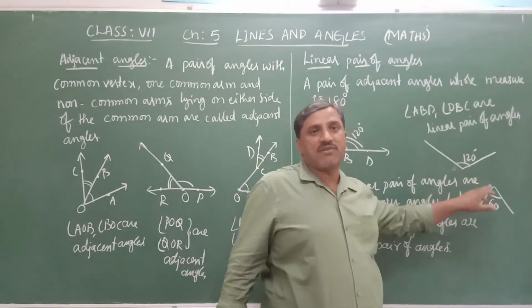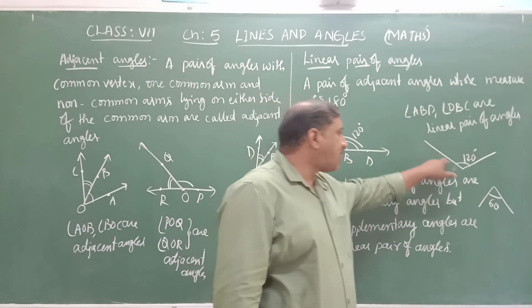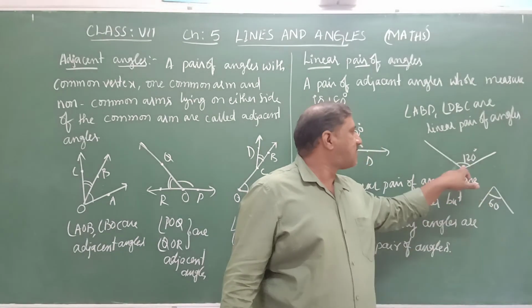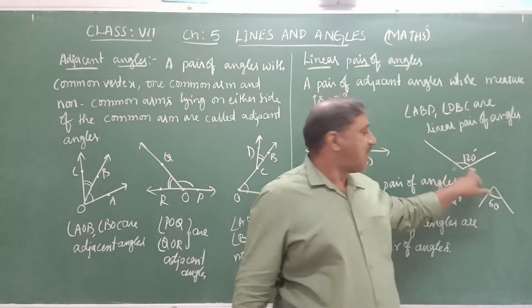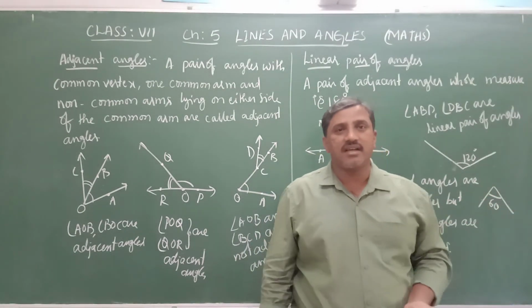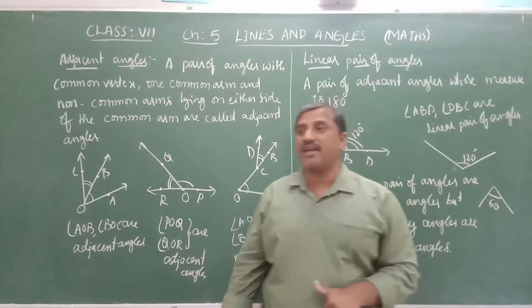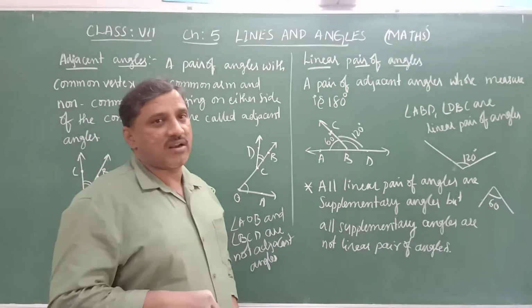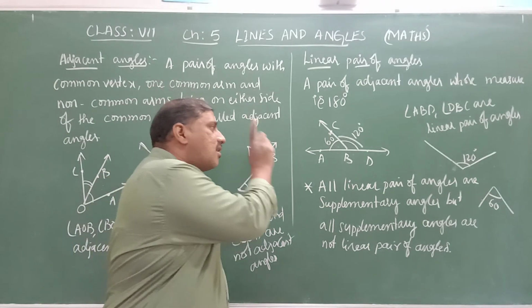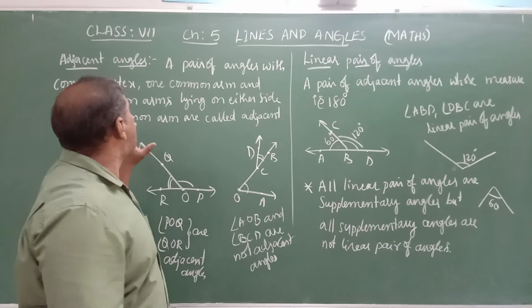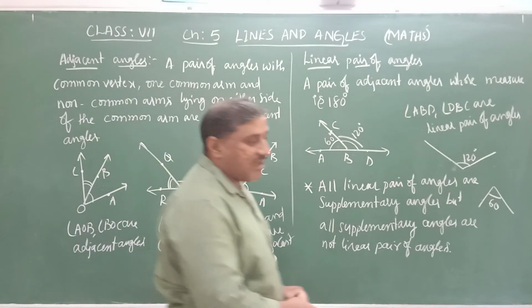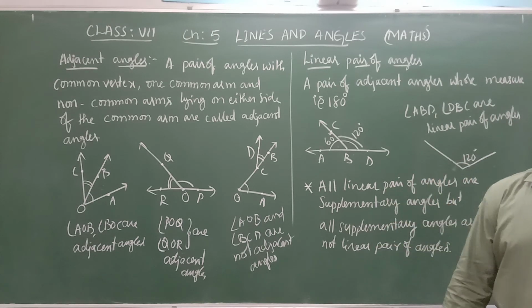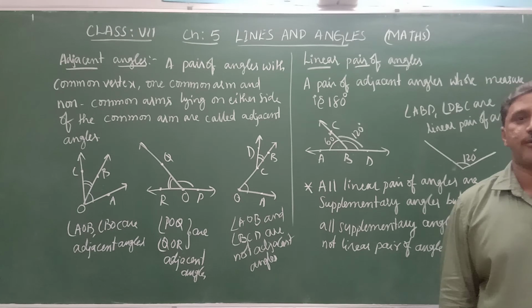This pair is supplementary angles. But are they a linear pair of angles? No. Why? Because they don't have a common vertex. The vertex for the 120 degrees and for the 60 degrees is different. That's why these two angles are not a linear pair. It means all supplementary angles are not linear pairs, but all linear pairs are supplementary angles. So this is about adjacent angles and linear pair of angles. Is it clear, children? Linear pair of angles, their measure is equal to 180 degrees.